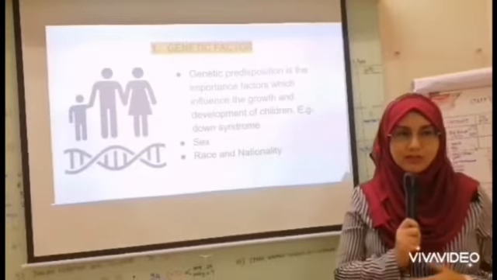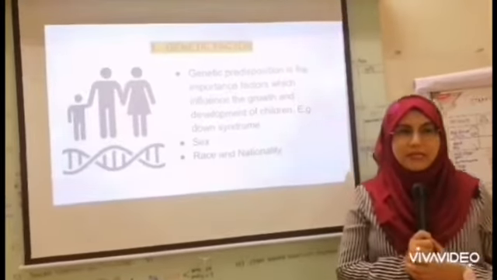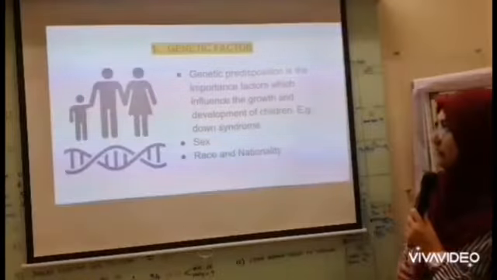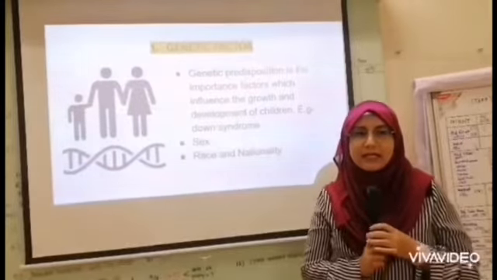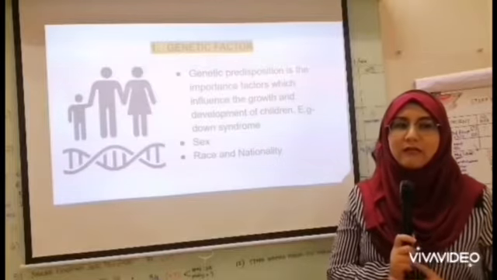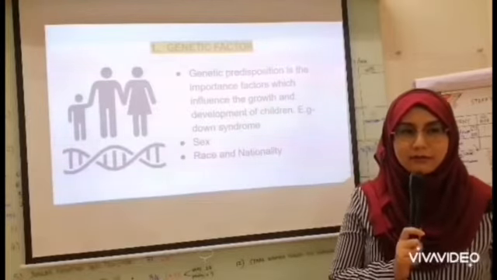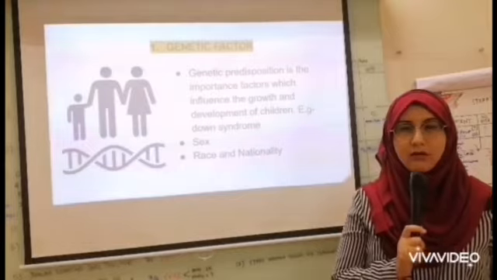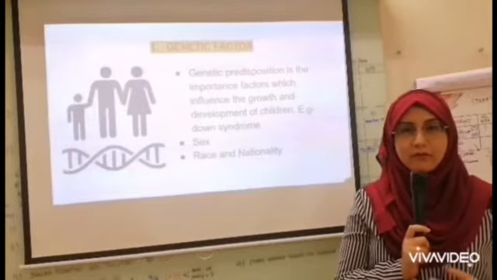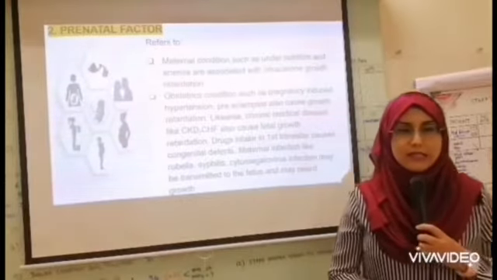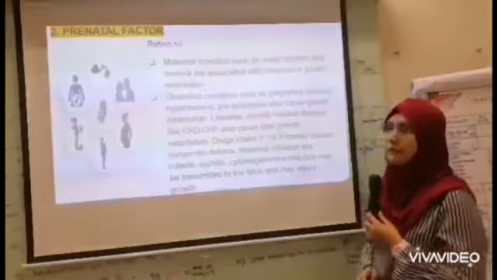Next. Okay. The first factor that we can see here is a genetic factor. Genetic predisposition is one of the important factors which influence the growth and development of the children or of the infants. Example, Down syndrome. Second factor we can see is a prenatal factor.